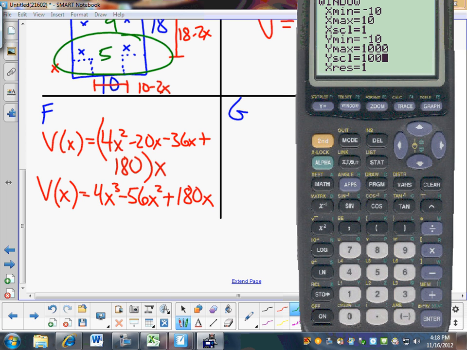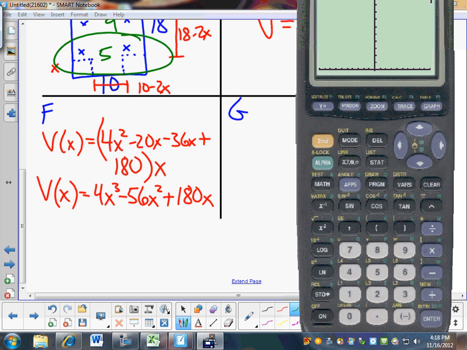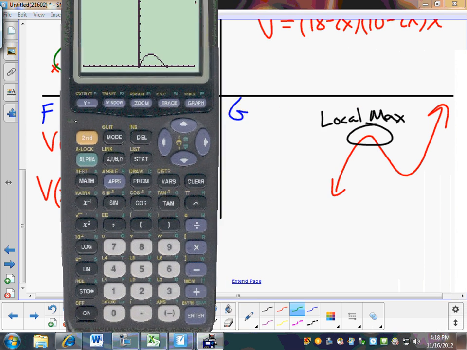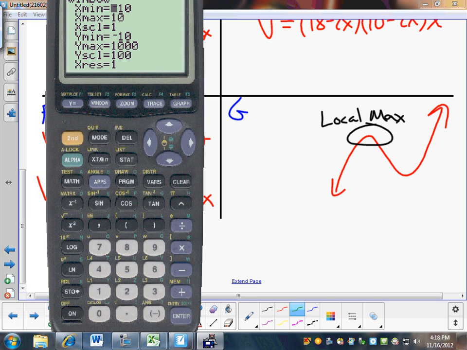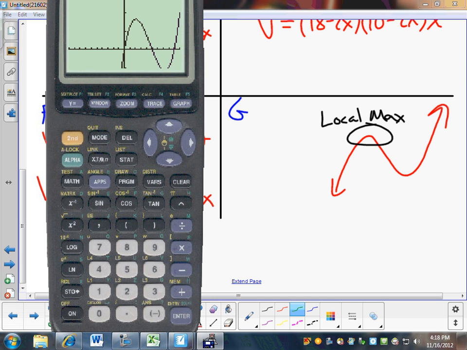So let's see if we can see it if we do that. If we hit graph, you can see that I can see the maximum there. I obviously went way too high. So let's change our window. I'm going to change it so I have a Y max of 300, and I'm going to go Y minimum negative 100. That way I at least see below the x-axis. I press graph here. Okay, there's a good shape.